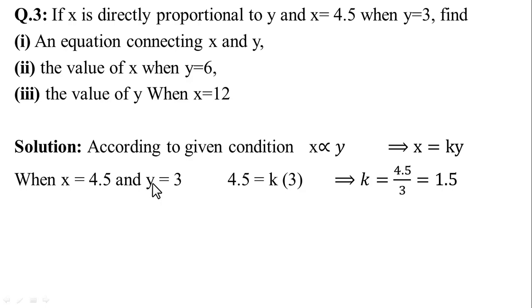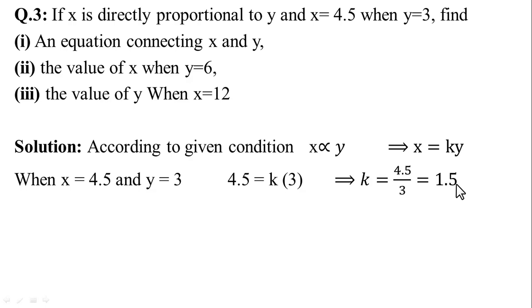So putting the values in the above equation x is equal to ky, the value of x is 4.5, equal to k into the value of y, which is 3. 3 is divided on the other side. This implies that k is equal to 4.5 divided by 3. Now 4.5 divided by 3 is equal to 1.5. The value of the constant is 1.5.